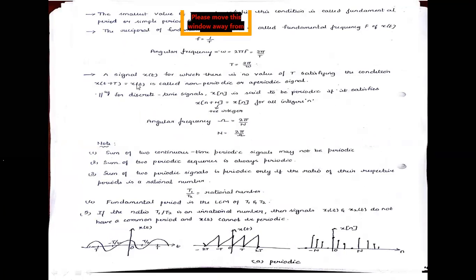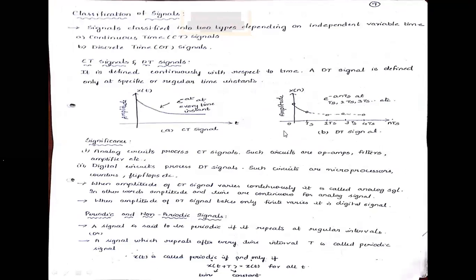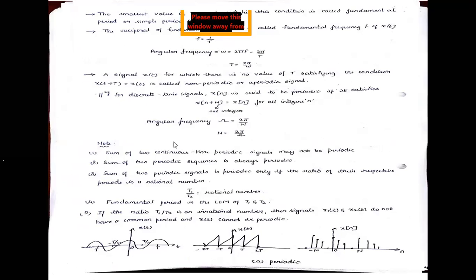So if x of t plus T is not equal to x of t, then it is a non-periodic signal, my dear students. For discrete time signals, x of n plus capital N is equal to x of n for all integers n. These are the formulas for continuous and discrete. x of t plus capital T equals x of t is the condition for a continuous time signal to be periodic, and x of n plus N equals x of n is the condition for the periodic discrete time signals.